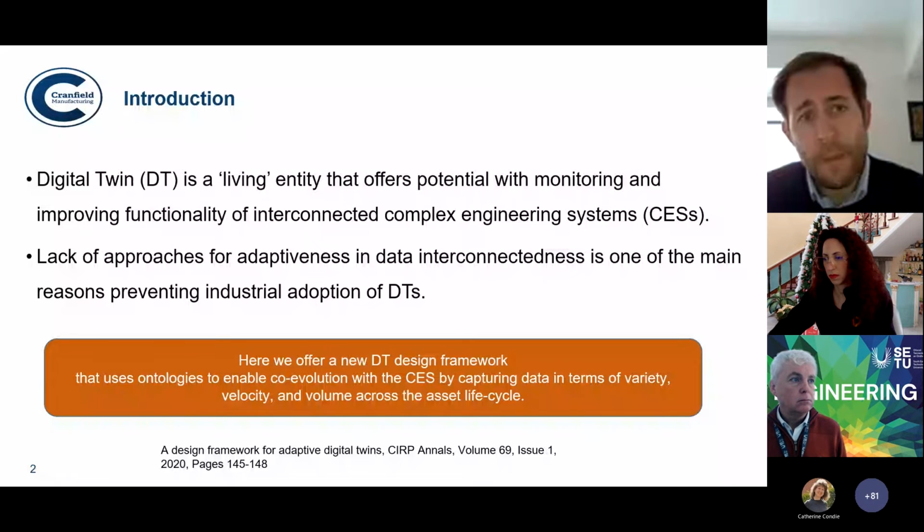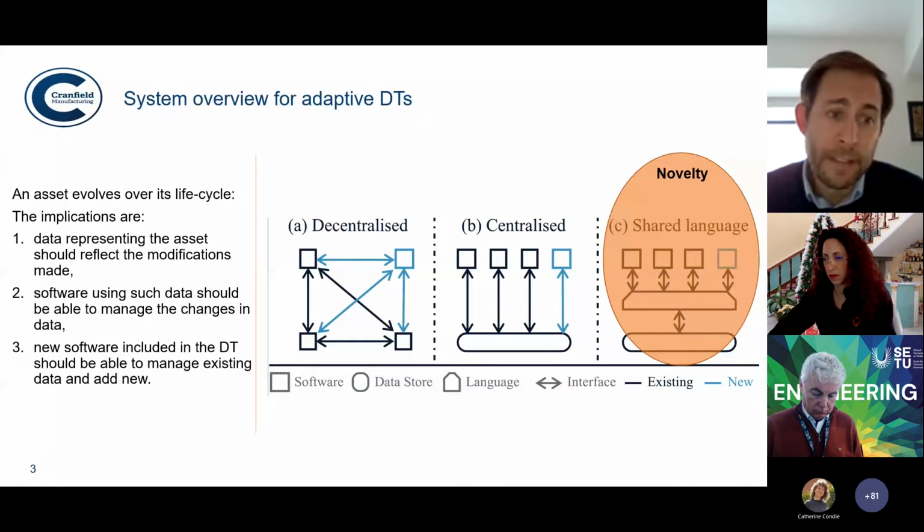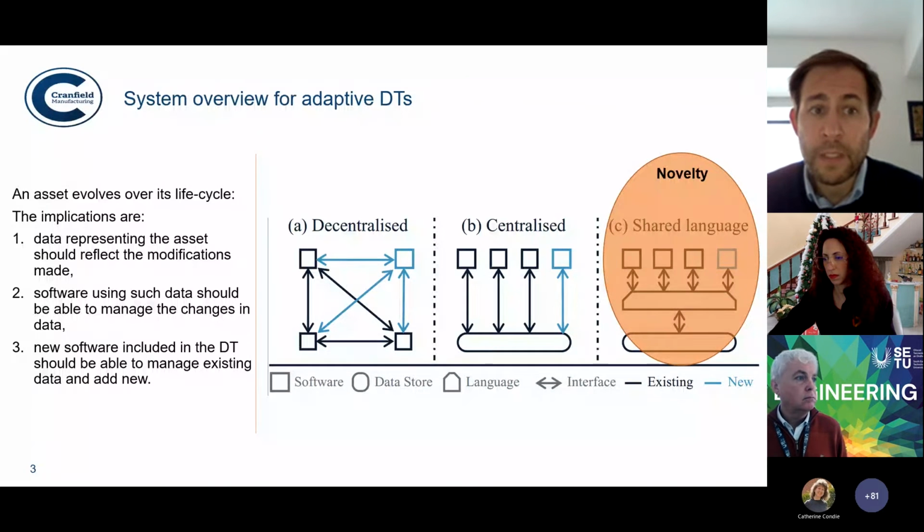So the way we've developed this process is we need to be able to capture the data that's changing with time. We also need to capture the software that's changing with time. The software that the data is being processed may also change over time. And the other thing is that there might be new software that could be introduced into the digital twin over time. So we need the whole system to be able to cope with these changes.